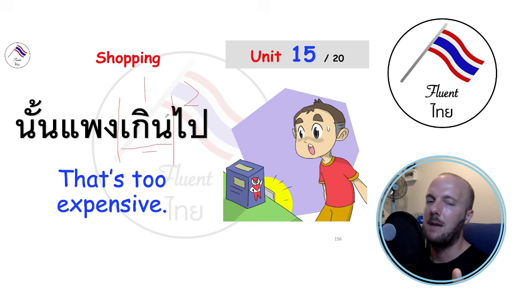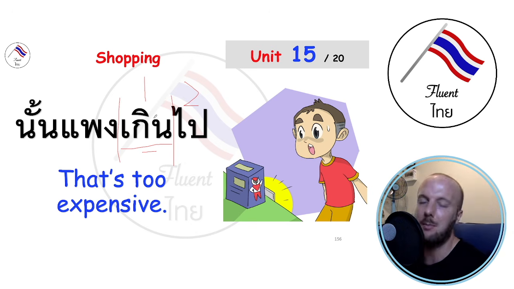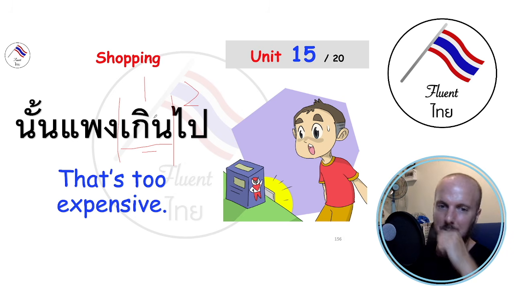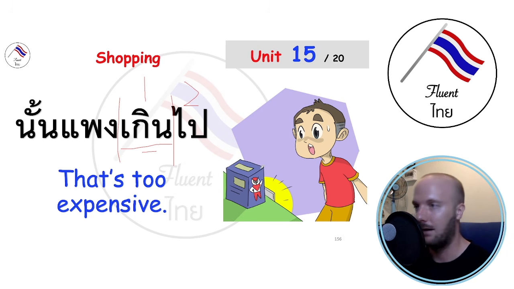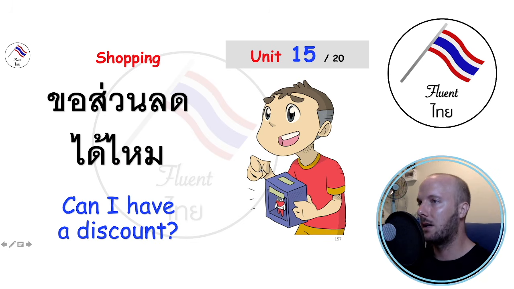But I think when you're saying เกิน, you're really giving more emphasis to the excessiveness. If you were to just say นั้นแพงไป, if you just said ไป, that would be like, well, it's a little bit expensive. It's going in the direction of a high price now. But to use both of them would be a better emphasis. Okay, could I have a discount? ขอส่วนลด. So literally, I request a part reduction. So ส่วนลด. Okay, nothing else to explain there.